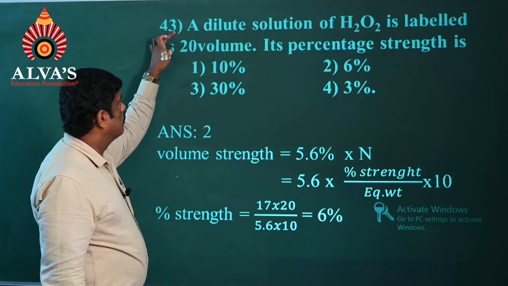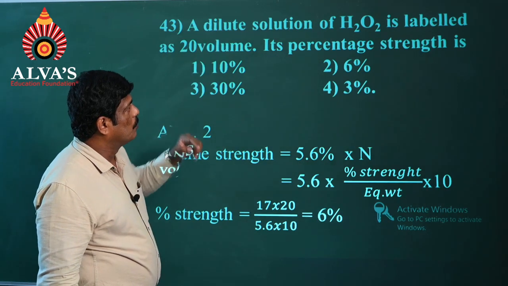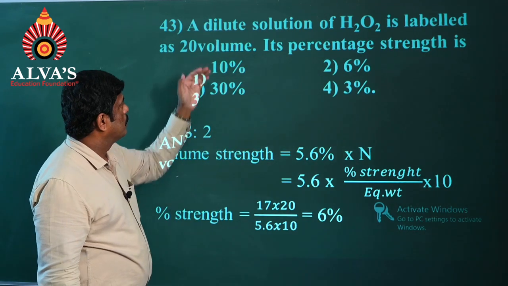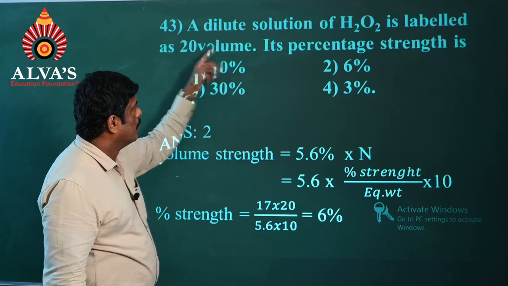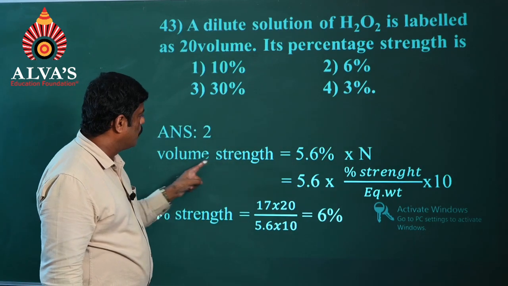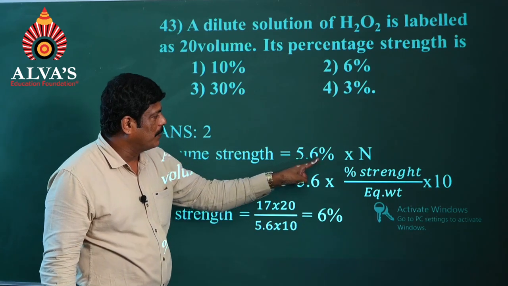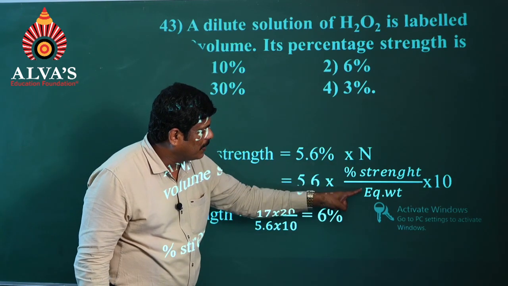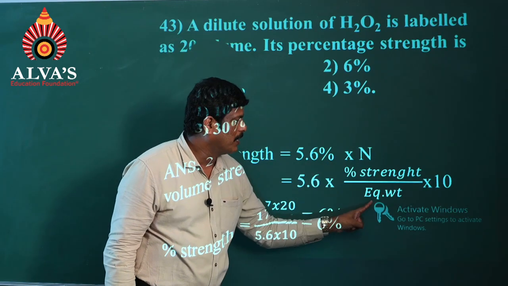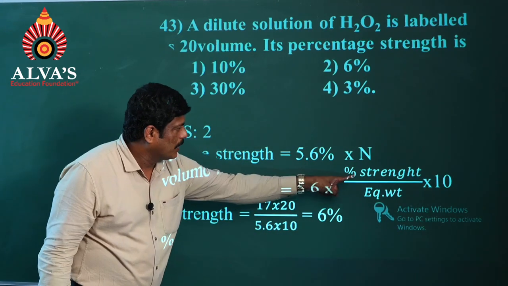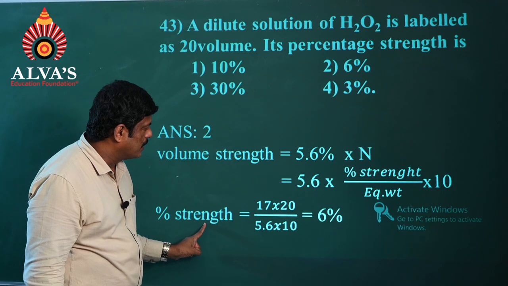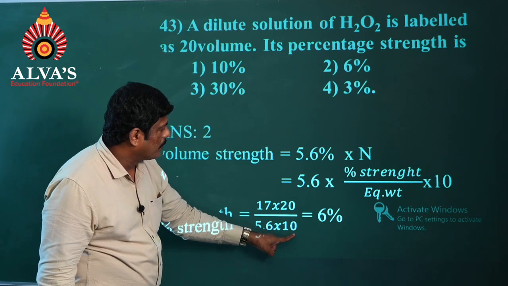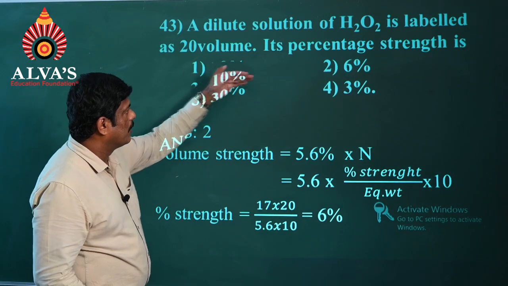Okay, now let's go for question number 43. A dilute solution of H2O2 is labeled as 20 volume. Its percentage strength is? What should be the percentage strength? See, the volume strength formula is 5.6 into N, that is normality. Now 5.6 you keep like that only. Normality can be expressed as percentage strength into 10 divided by equivalent weight. Now take the percentage strength to the left side. Percentage strength is equal to 17 into 20 divided by 5.6 into 10. So that is equal to 6%. So you will get the second option.